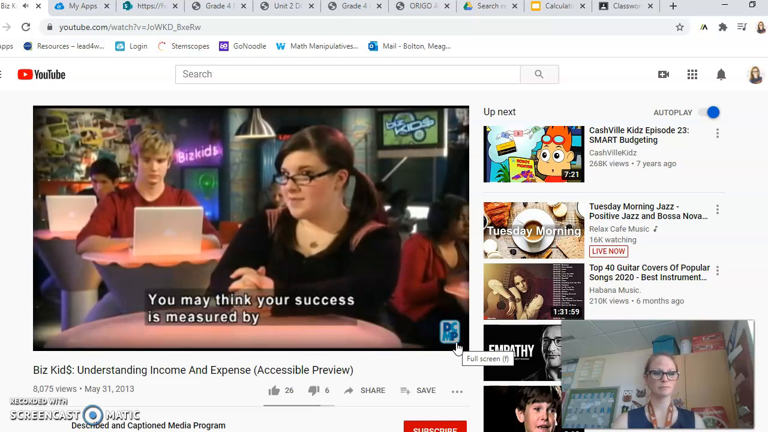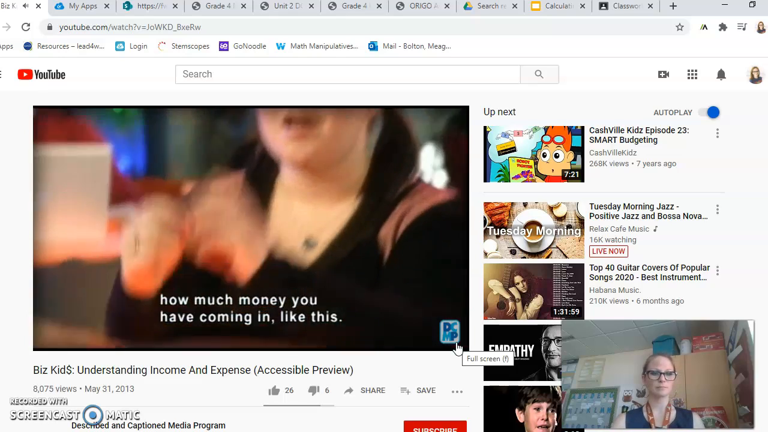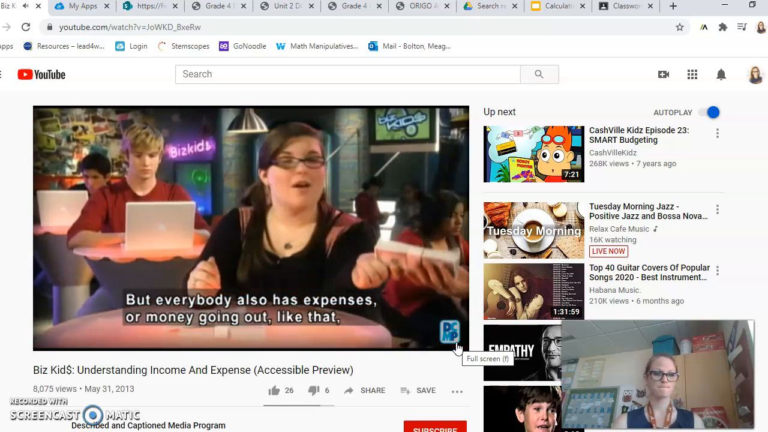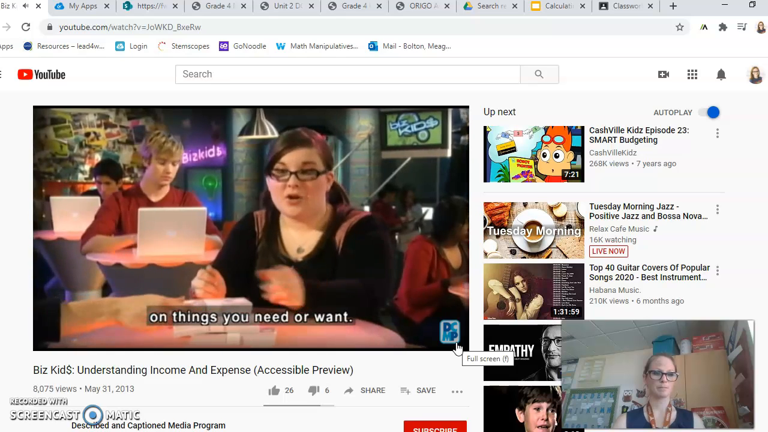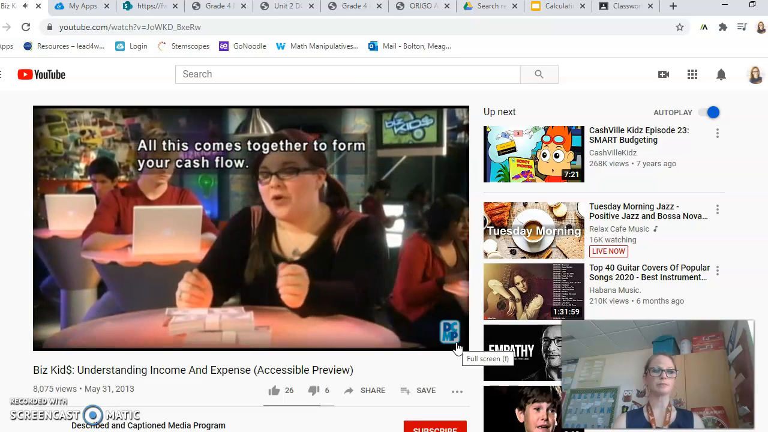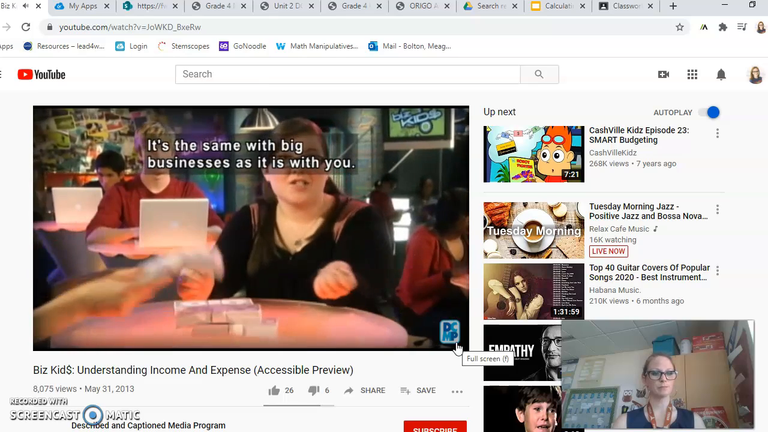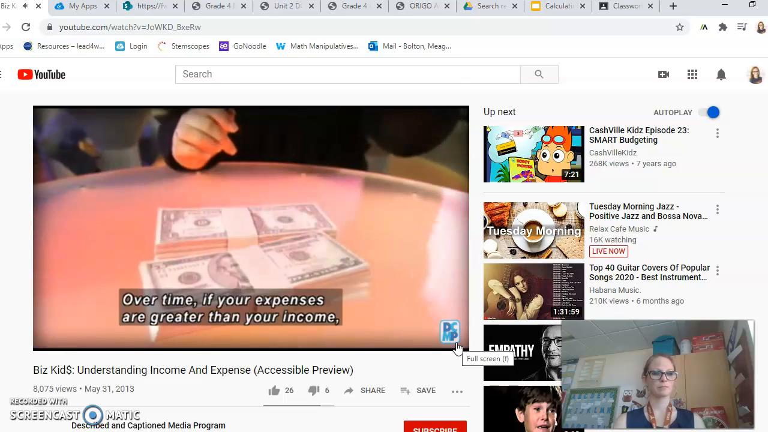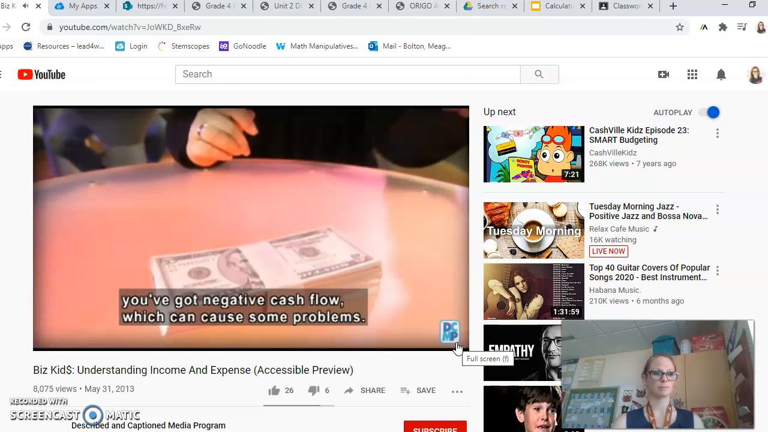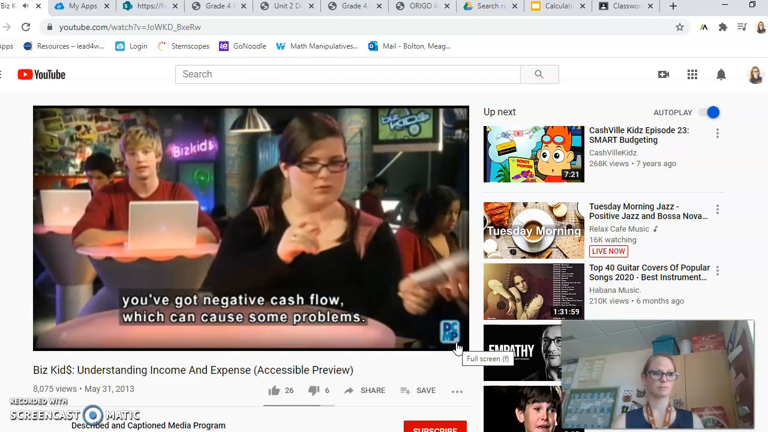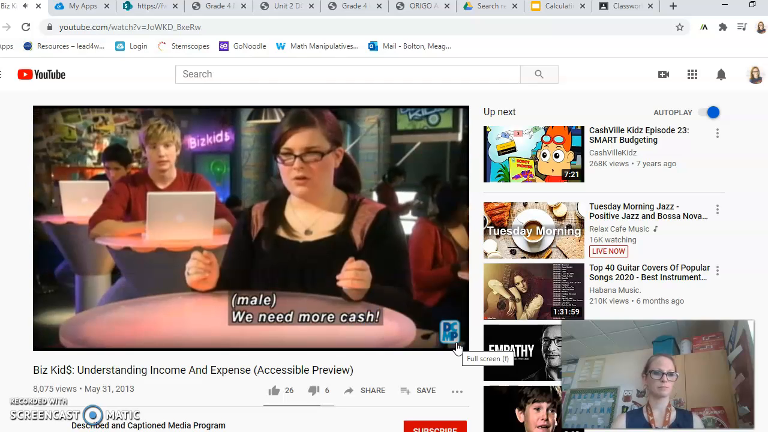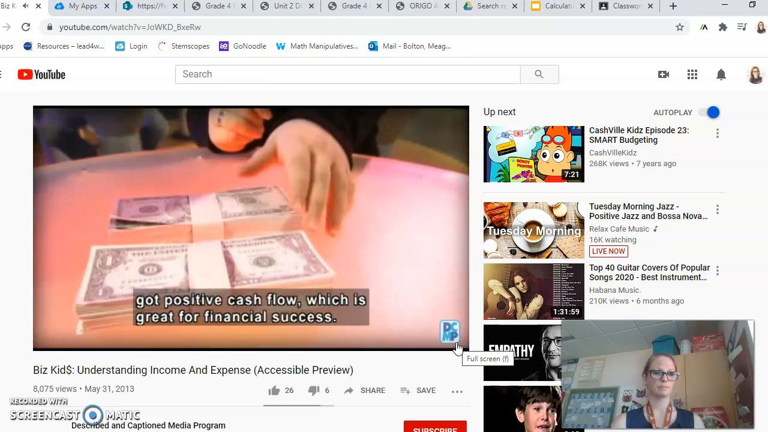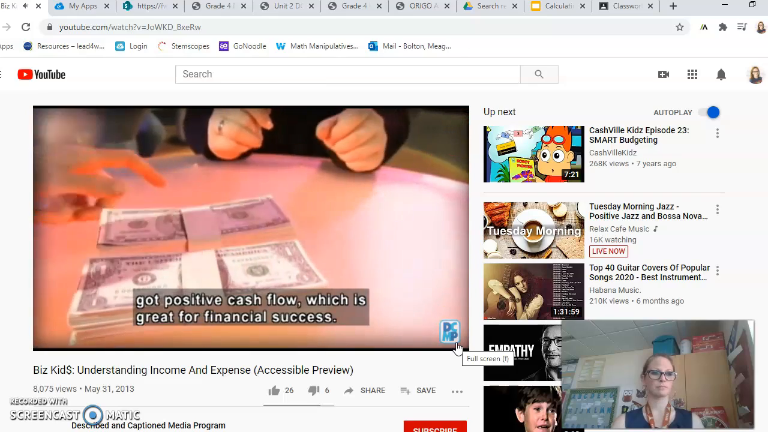You may think your success is measured by how much money you have coming in. But everybody also has expenses or money going out on things you need or want. All this comes together to form your cash flow. It's the same with big businesses as it is with you. See, the key to it all is finding a balance between your income and expenses. Over time, if your expenses are greater than your income, you've got negative cash flow. Now, it looks like you need to increase your income or reduce your expenses. Exactly. Now, if your income is greater than your expenses, then you've got positive cash flow, which is great for financial success. Now you're getting it.